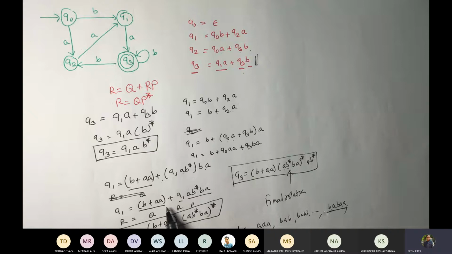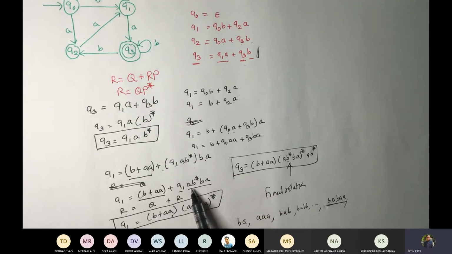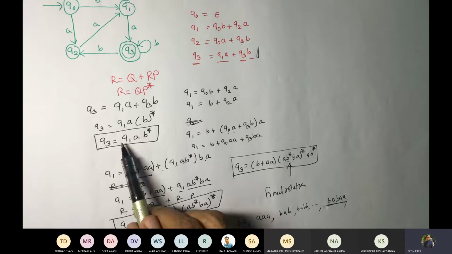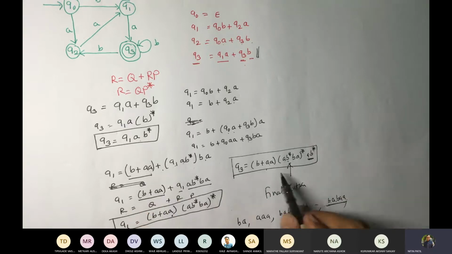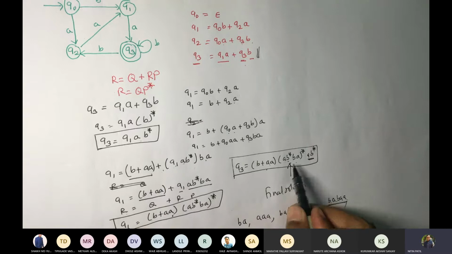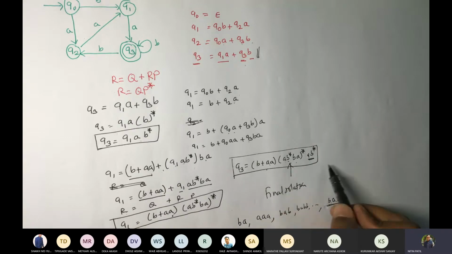Q1 equal to, this again is matching, R and R matching. So I kept this B plus A as it is. Correct. And then this P would be star. So AB star BA bracket star. I put this value back into this Q3, so I got this one. So this AB star would be as it is. And this one is the value of Q1. So this whole thing would be your final solution.